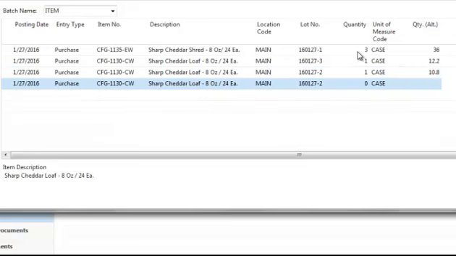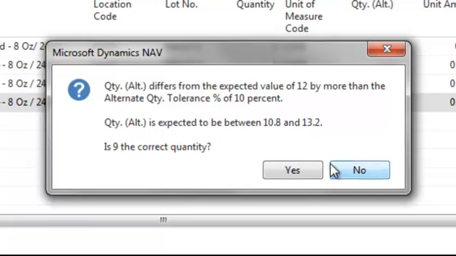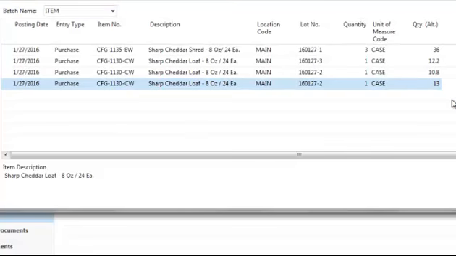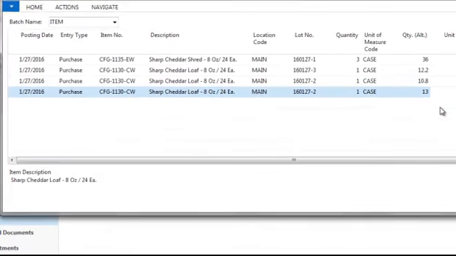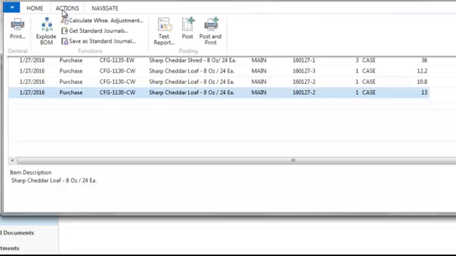When we enter the final alternate unit of measure of 9, the system will display a warning. We have violated the tolerance percentage, and the system is asking us to verify our entry. This warning helps to ensure the accuracy on catch-weighted items. We'll say no to the warning, and we'll go back and adjust the quantity from 9 to 13. The system will accept the 13, and we can now move forward to posting the item journal transactions.